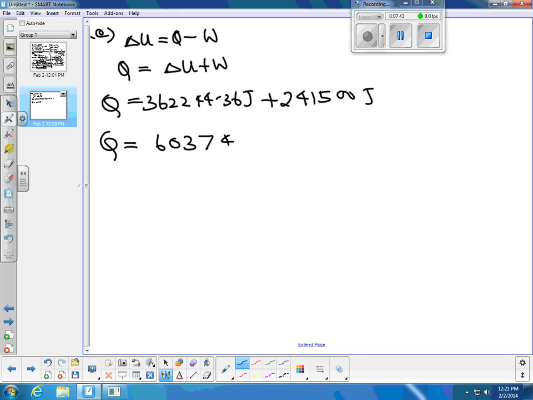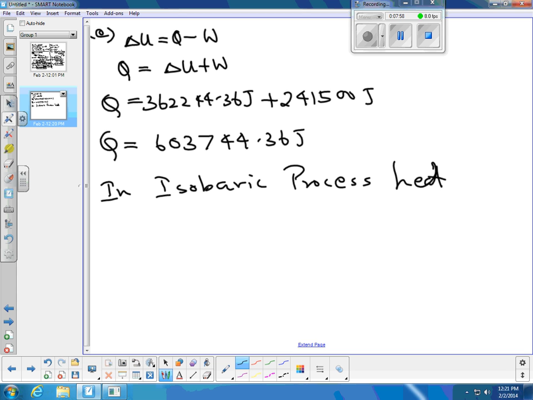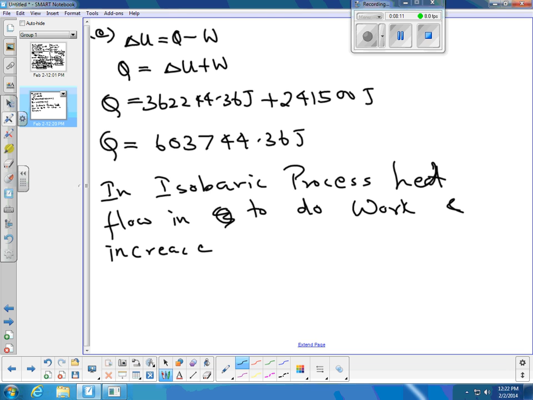So the heat is 744.36 joules. So in isobaric processes, heat flows in to do work and increase internal energy. Okay.